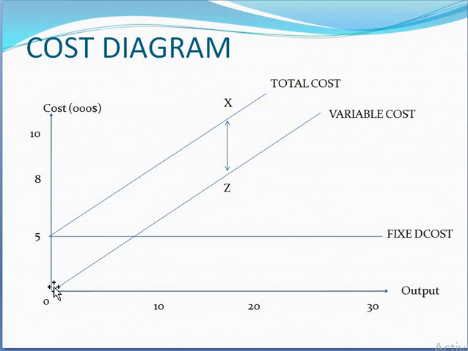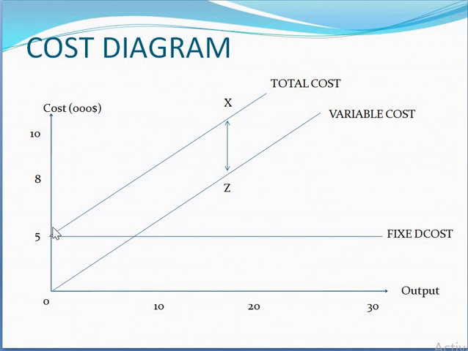Whenever the firm starts producing, that is, after the quantity 0, the variable cost arrives. The moment it produces quantity 1, the variable cost is incurred. As it goes on producing 2, 3, 4, 5 units, the variable cost is increasing.